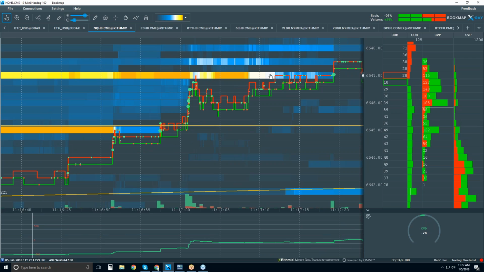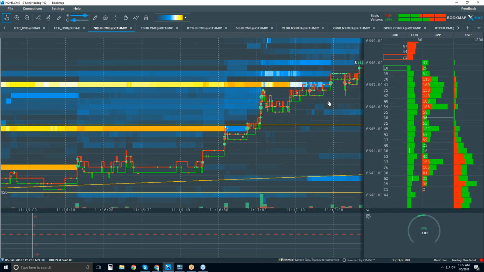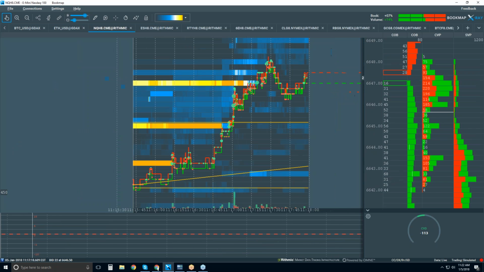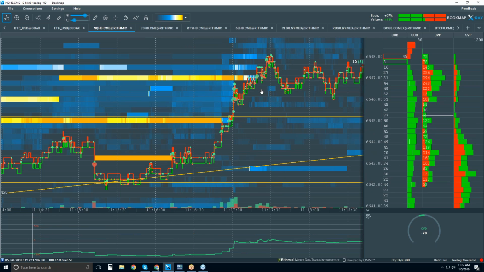Okay, so they're providing some liquidity up here, but they're pulling a lot of it. Okay, so we're looking for continuation to the upside until they start absorbing, because there's still buying pressure in here.